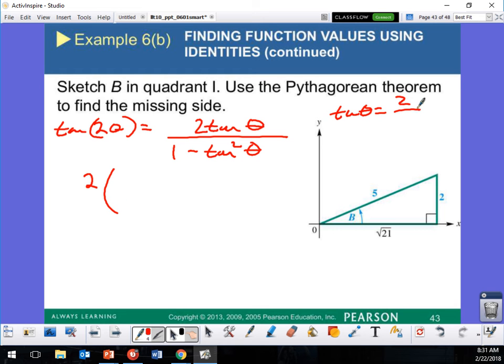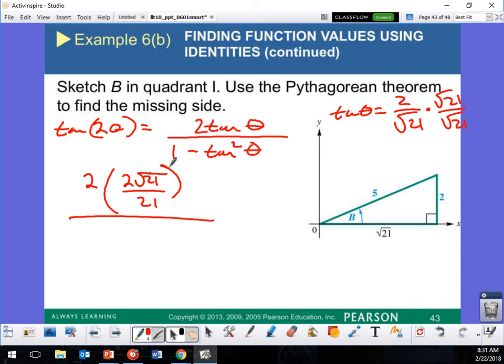Equals 2 over rad 21. Let's rationalize that to try to clean up my problem. So I'm going to multiply top and bottom by what? Rad 21. So you get 2 rad 21 over 21. Very good. So this is going to be 2 rad 21 over 21, all over... fix that, it looks like a 4. Okay, 1 minus 2 rad 21 over 21, squared.